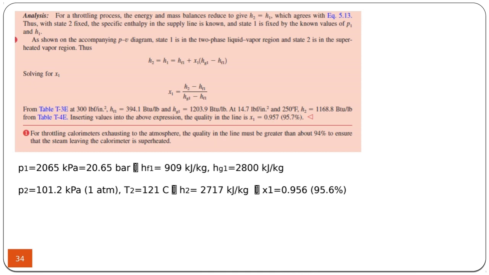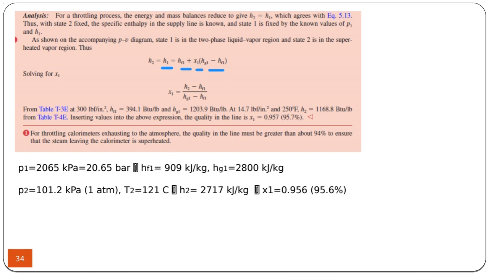The first thing to do is to find the way to calculate the mixture enthalpy. Remember that mixture enthalpy can be written as fluid enthalpy plus the quality times the enthalpy difference between the liquid and the gas. So from here, we obtain the quality from this equation.